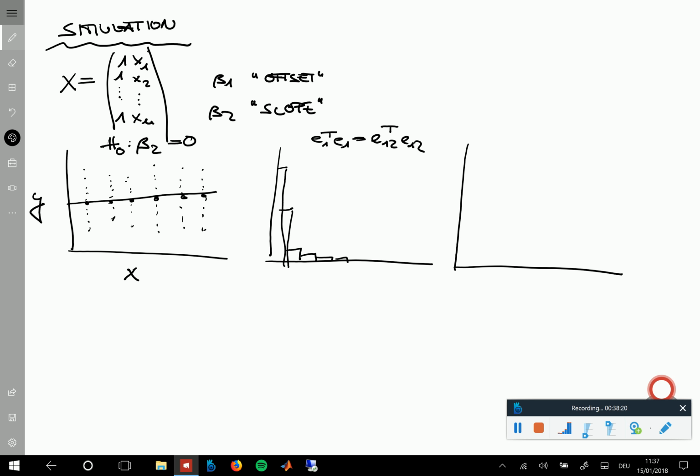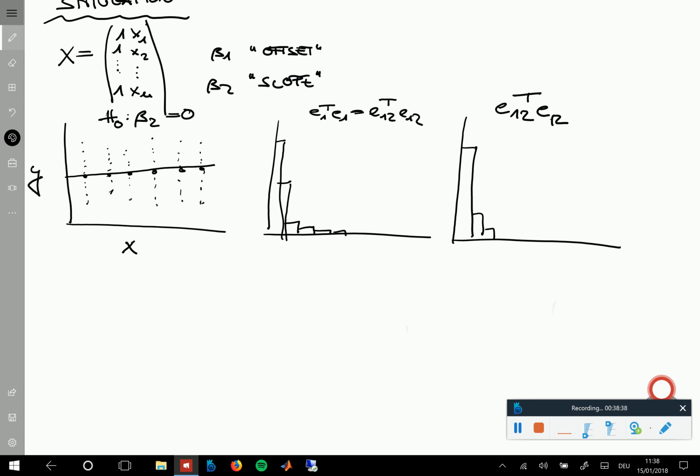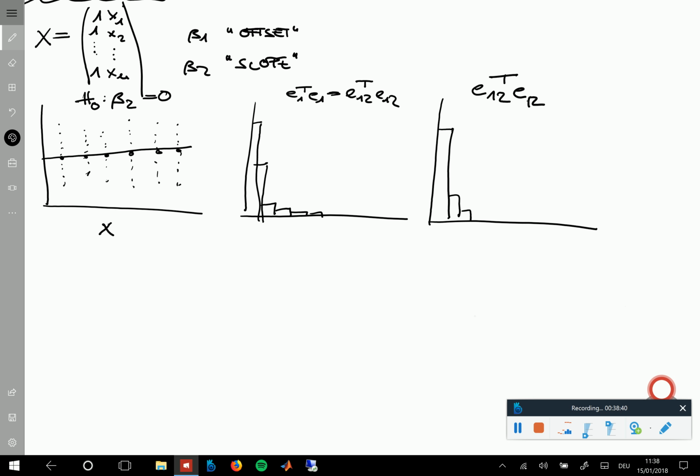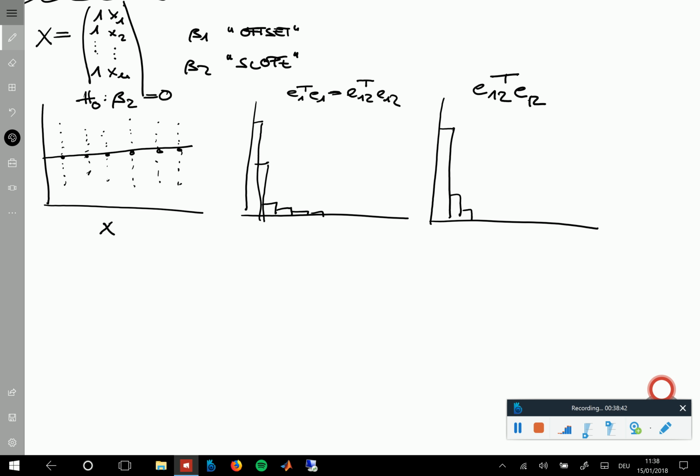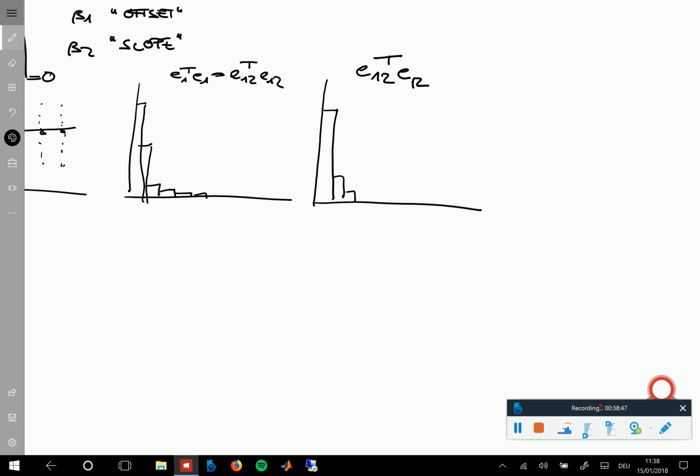The same thing for only the residuals under the full model. Again, fairly focused on 0, where you could think of a chi-square distribution there. And then finally, and that's the most interesting thing, the distribution of the F statistic. So this is now F.